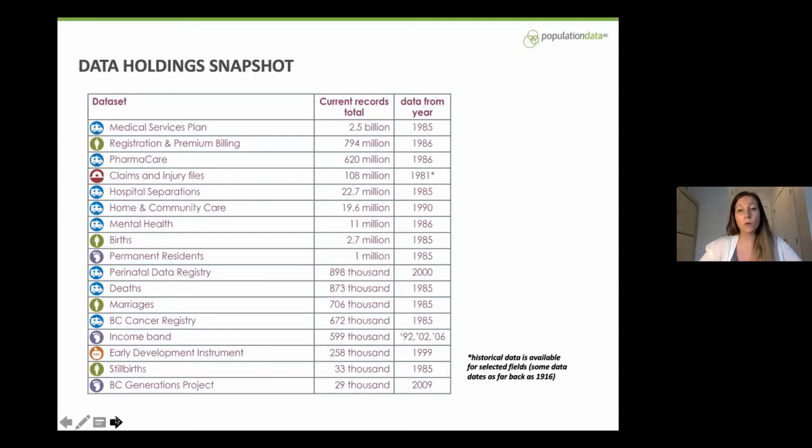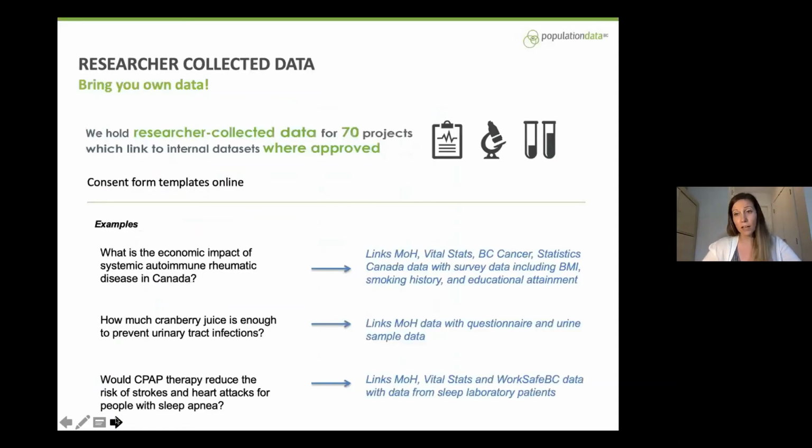And each of the data holdings has a different number of records, as you can imagine, depending on how many person-level data files are within that file. So you'll see on the very top, Medical Services Plan, these are doctor visits. There's 2.5 billion records within that. And even though the population of British Columbia is only 5.1 million individuals, we have a lot of records within those files, since each visit that you have with a physician is within that file. We also have researcher collected data.